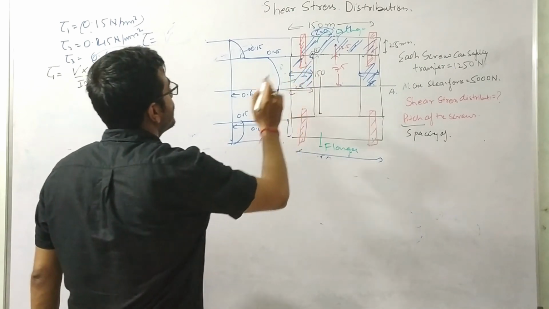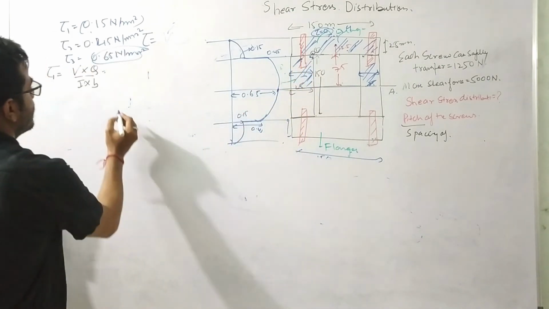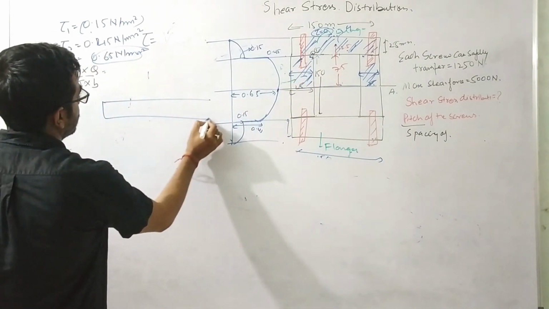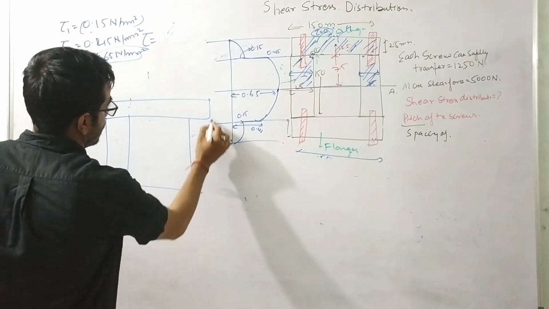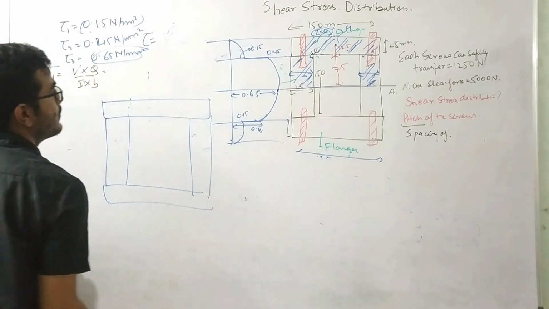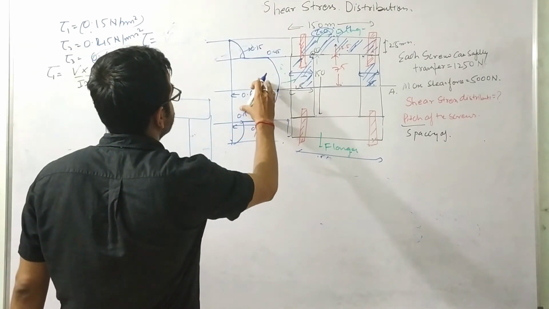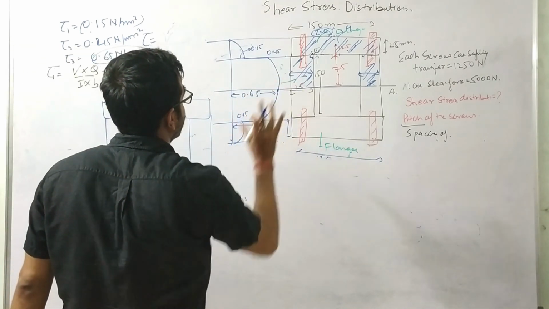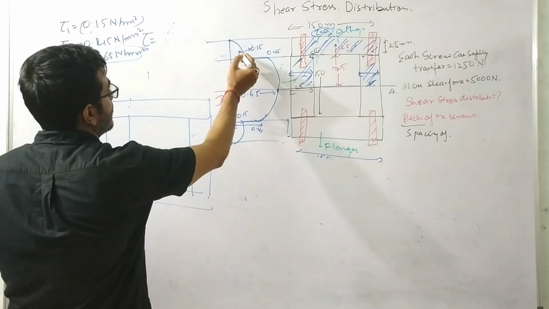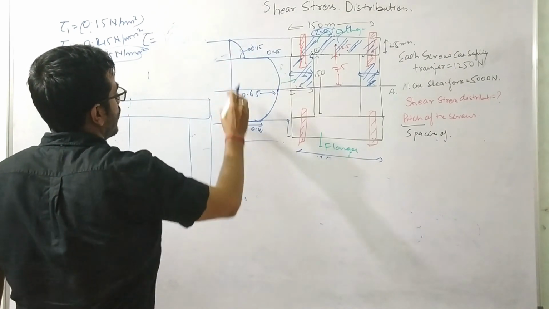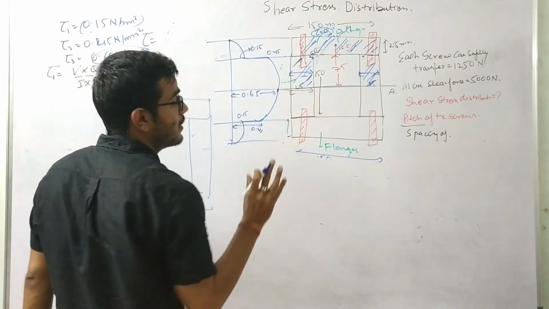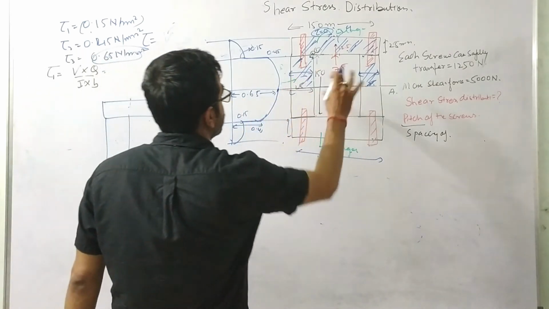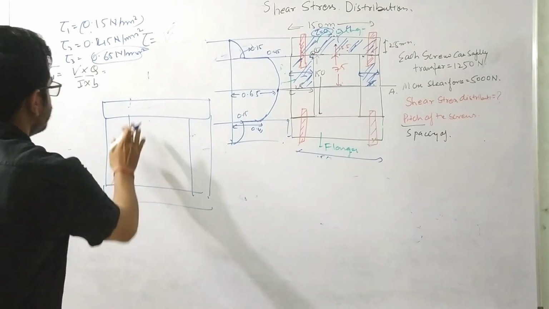So if this is my beam, this is the flange of the beam. You can also see from this figure that most of the vertical shear is taken care of by the flanges only. So this is the diagram of the vertical shear. At the top flange portion, you can see that the value is very, very less. So 90% of the vertical shear will be taken care of by these flanges.